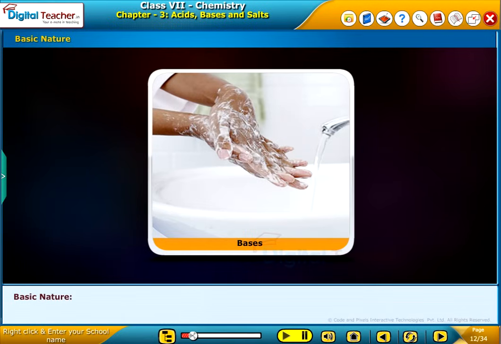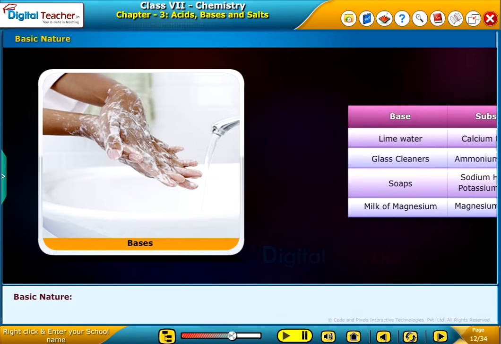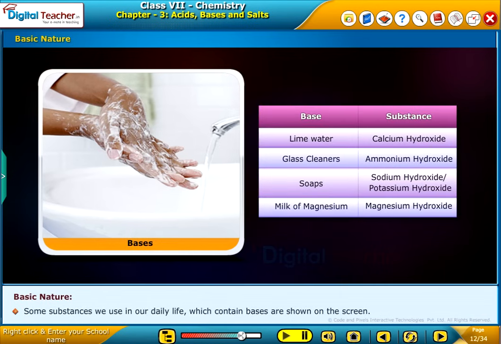Let us know about the basic nature of the substances. The substances which are soapy to touch are basic in nature. Some substances we use in our daily life which contain bases are shown on the screen.